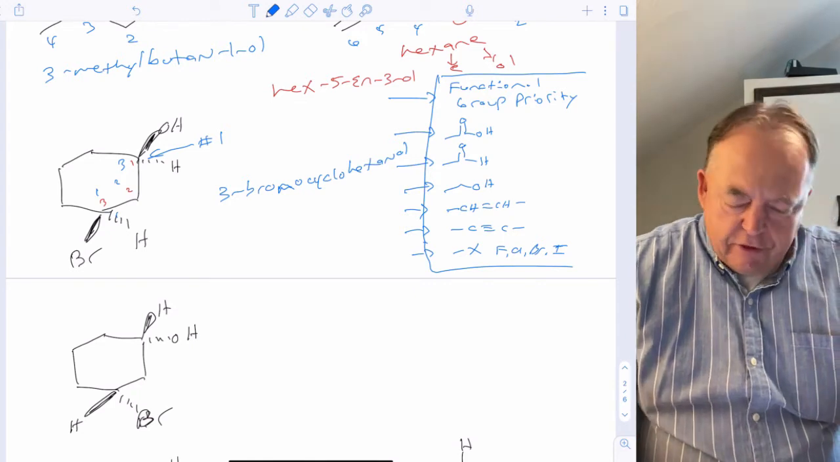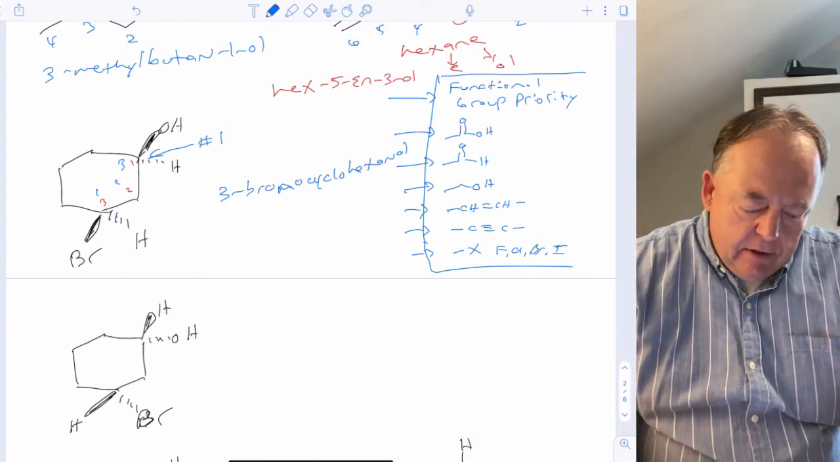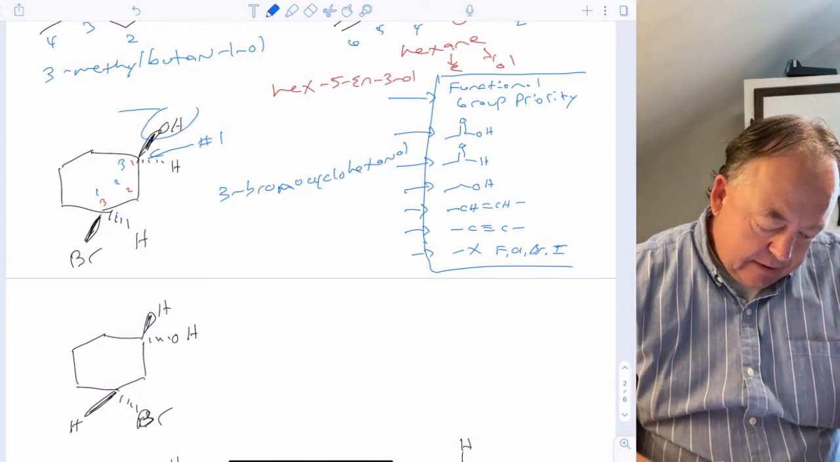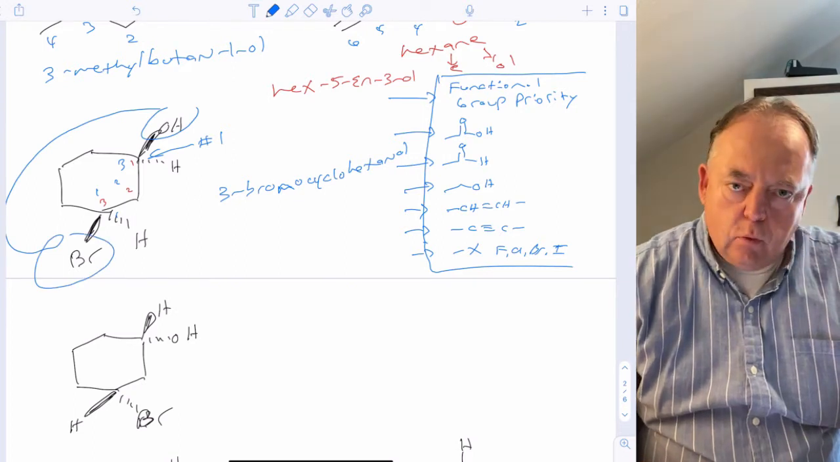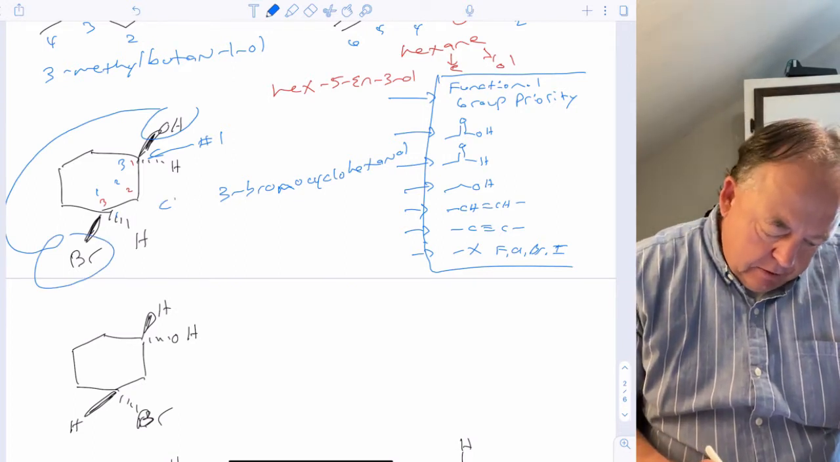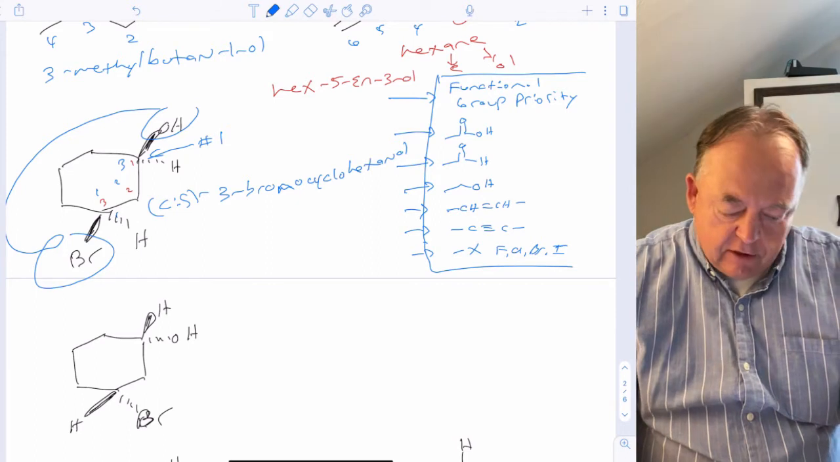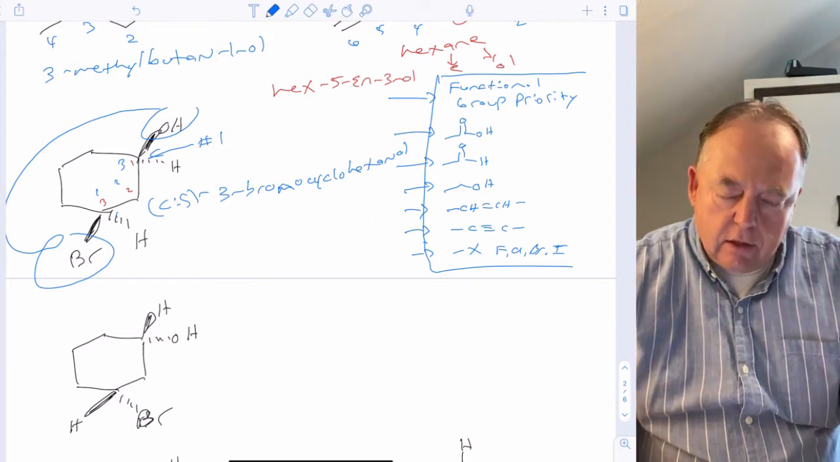And of course there's one thing missing. What else is missing from the name is you got to take care of the stereochemistry. They're both on a solid wedge, so they're cis to each other. And that comes at the front of the name, so cis-3-bromocyclohexanol.